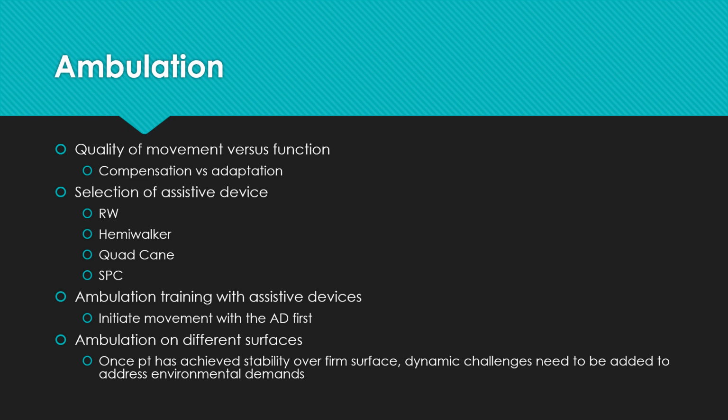And so that balance has to work for what the patient needs, what the patient can use, and what is safest for the patient. Ambulation training with assistive devices, we want to make sure that we initiate movement with the assistive device first so that we know that it is in the spot prepared for the patient to take the step and it is in the most stable position. So moving the assistive device first, training the patient to be aware of that and ensuring its stability to prepare for the patient to step is a very important attribute to ambulation training.